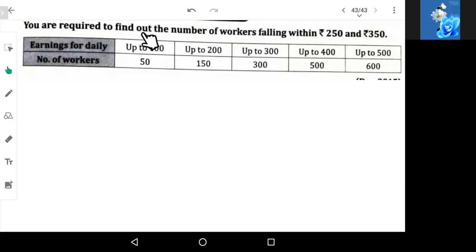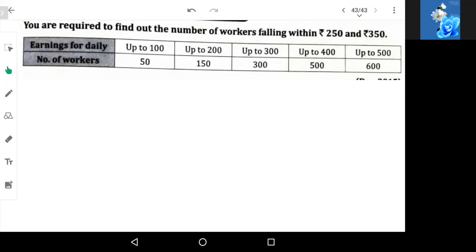You are required to find out the number of workers falling within rupees 250 and 350. So rupees 250 and 350 is the wages of the workers. If you see here, earnings for daily workers: up to 100, there are 50 workers. Up to 200, there are 150 workers. Up to 300, there are 300. Up to 400, there are 500. Up to 500, there are 600 workers. Now we have to find out the number of workers who are between 250 and 350.